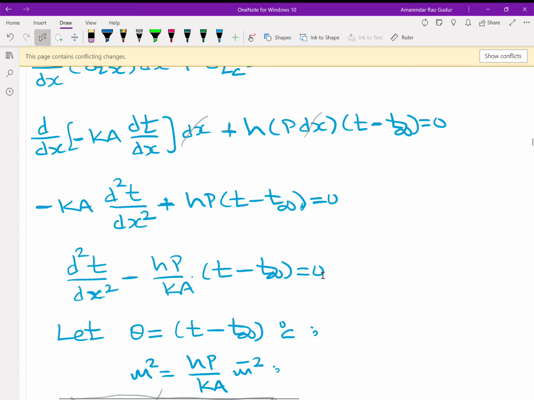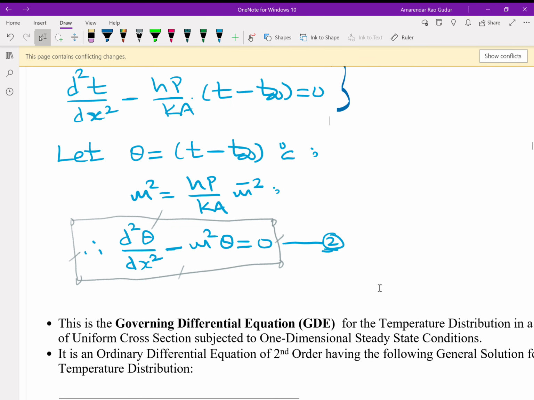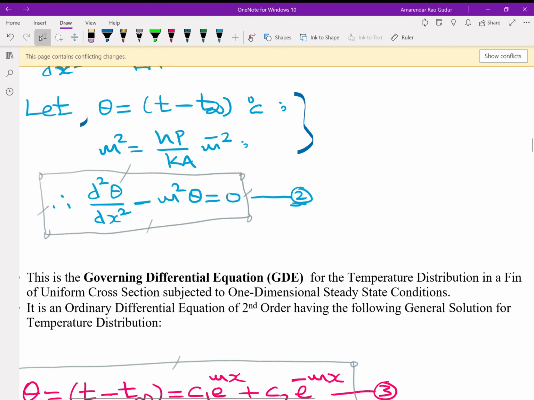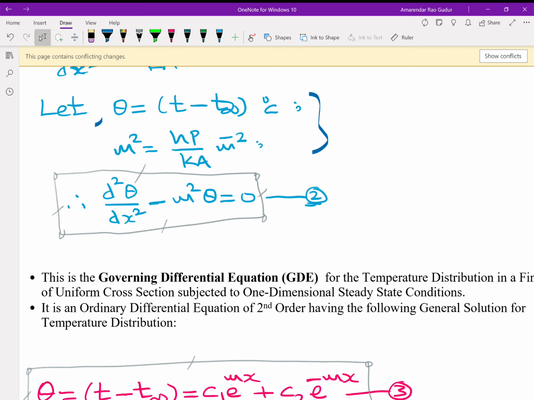Then we do routine mathematical processing to arrive at the energy balance equation in this format: d square T by dx square minus hP by kA times T minus T infinity is equal to 0. To make this equation mathematically compatible, we introduce two parameters: theta is the temperature difference at any location, and m square equals hP by kA per meter square. Once we implement these definitions, this equation is reduced to d square theta by dx square minus m square theta is equal to 0. And this is the governing differential equation for the temperature distribution in a fin of uniform cross section subjected to one-dimensional steady state conditions. One can observe that it is an ordinary differential equation of second order.